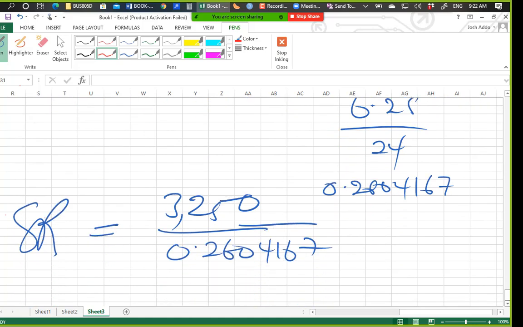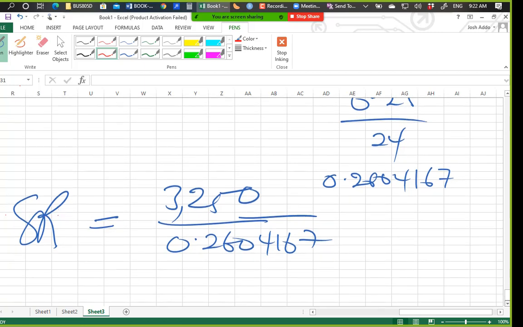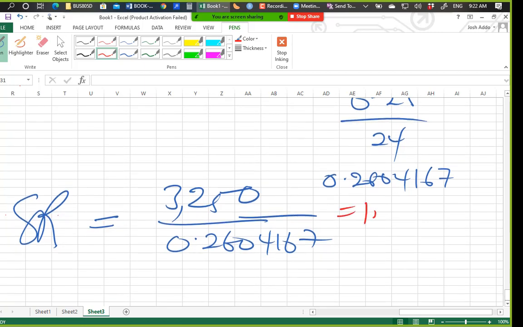0.2604167. When you divide the fixed cost by that, you get 12,000. What was it? 12,480. Yes. So this one gives it to you straight away. And then, if you want to know, this is the total for all the three products combined.